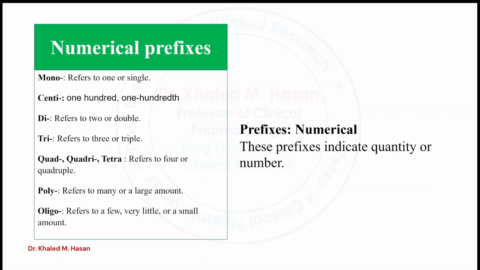After the location prefixes, we move to the numerical prefixes. Numerical prefixes refer to quantity or numbers. We are going to speak about mono, centi, di, tri, quad, quadri, tetra, poly, and oligo.